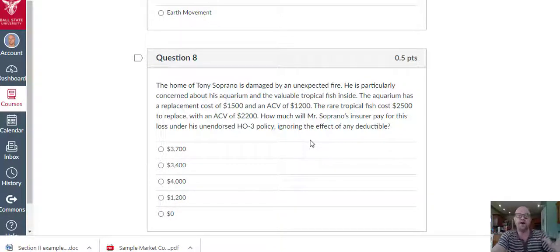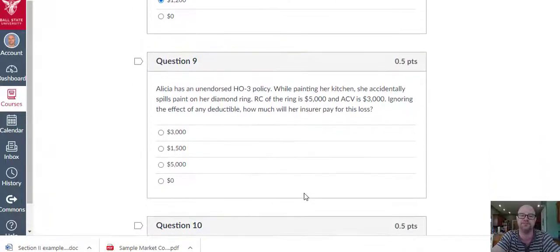Question 8. We have a fire. He's got an aquarium and tropical fish. Fish are animals. What do we know about animals? Not covered. Birds, fish, and animals are excluded. So nothing for the fish. The aquarium, he'll be okay. That's personal property, coverage C, right? So named perils, is fire a named peril? It is. So it's going to be covered. Is it covered at replacement cost or actual cash value? Actual cash value, 1,200 is what we're looking for here. Nothing for the fish. Aquarium's covered. It's property. It's covered at actual cash value.